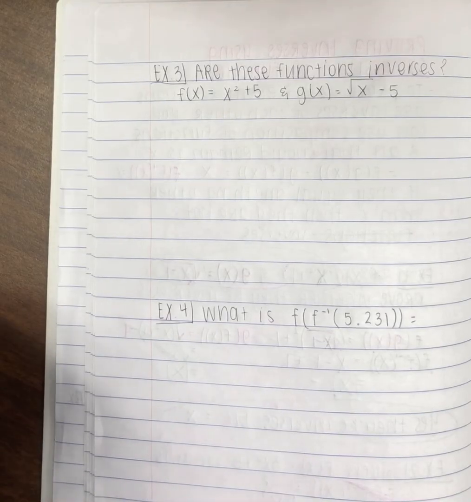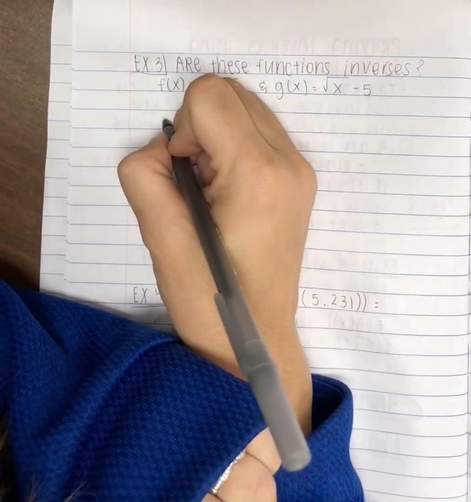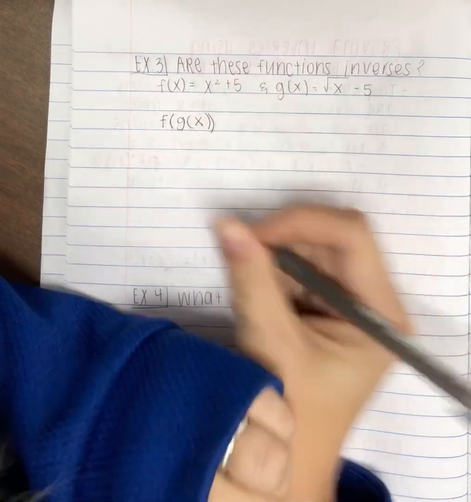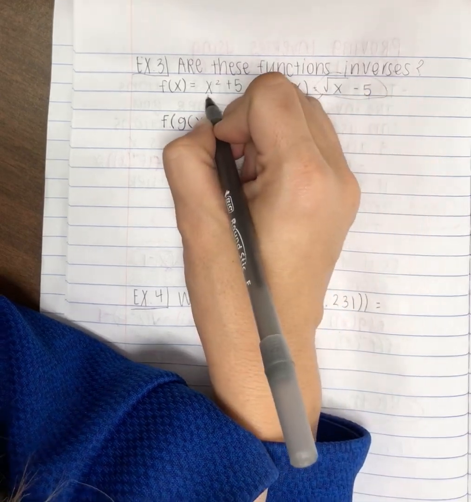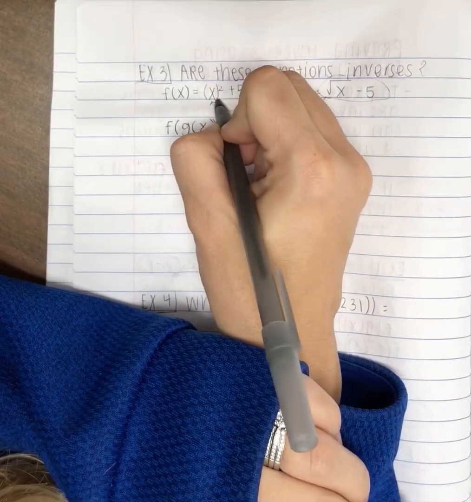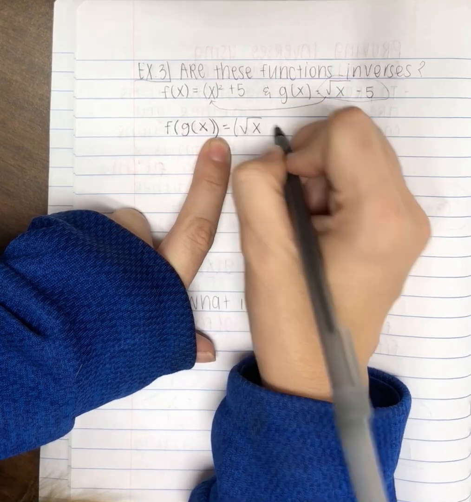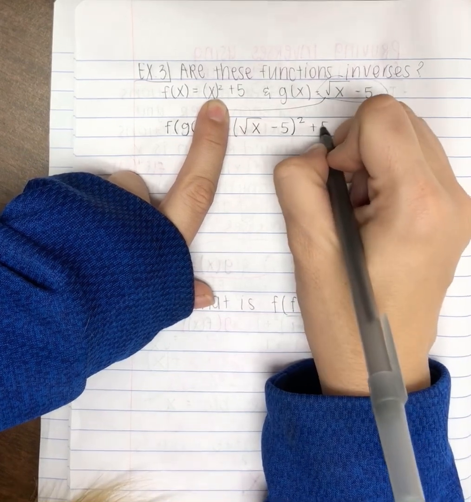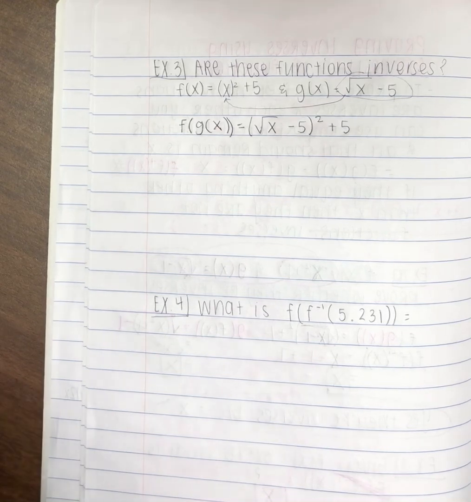All right, example 3, are these functions inverses? Okay, so it doesn't matter which one you start with. Let's just start with f of g of x first. Meaning we're going to put the g of x function inside my f function. So equals, and instead of x, I'm putting square root of x minus 5, squared, plus 5. Okay, and then I want to simplify.